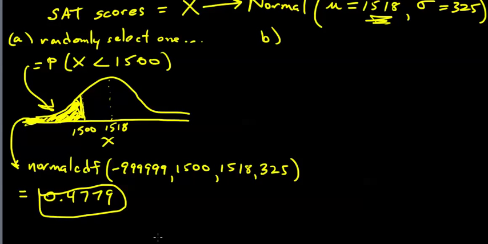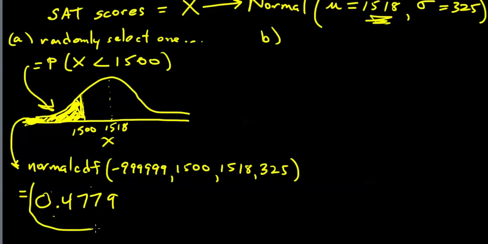0.4779. Put a nice box around it. Alright, and that's the answer to part A. Nothing new there. That's 6.3.